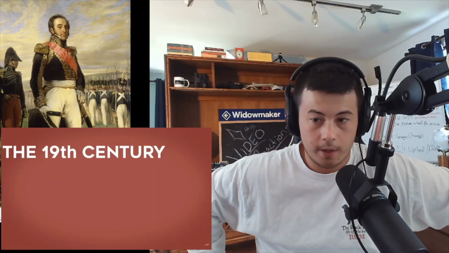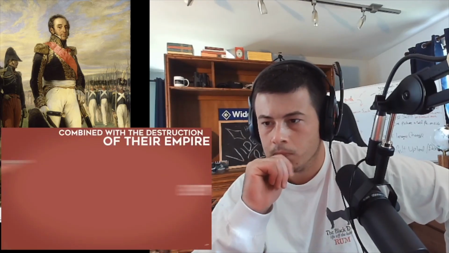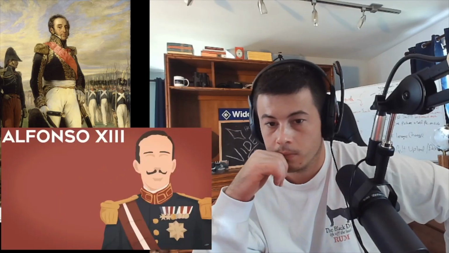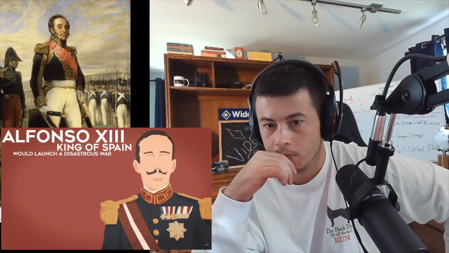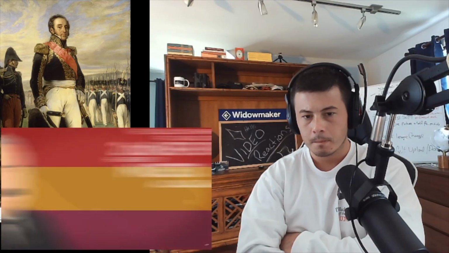Moving on, the 19th century was a turbulent time for Spain. Opposition to the monarchy resulted in pushes for constitutional rights, liberalism, and even a short-lived republic. Combined with the destruction of the empire by the US and revolutionaries, the Spanish state was weakened and the populace disunified. Alfonso XIII, King of Spain, would launch a disastrous war against Morocco in the 1920s. This would lose him the majority support of his army, so we could just sprinkle that on top of the irritated civilians. Alfonso recognized this and so just up and left the country in 1931. The local government proclaimed itself the Second Republic, headed by Niceto Alcalá Zamora.